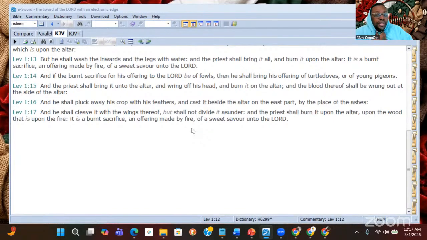The craw is a part that would be essentially the esophagus, but a bird stores food so they can digest it later, so they can essentially gather the food. So this is undigested food. So it's not a part of their actual being. So that is to be discarded from the bird. And that instruction was given previously in Genesis. Yeah, cleave the wings thereof, not divided asunder.